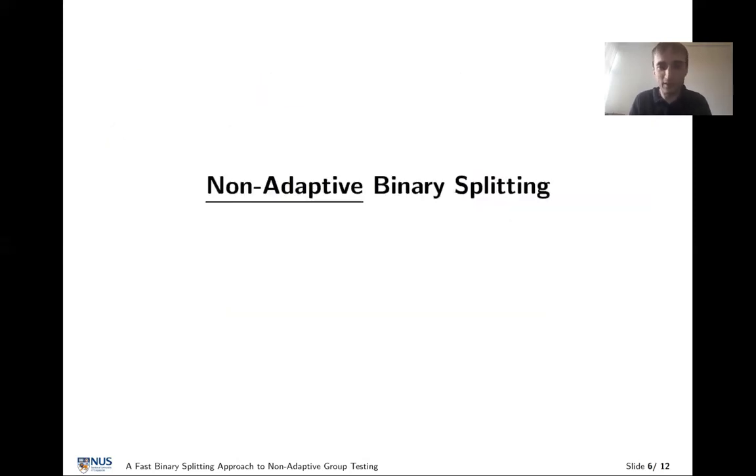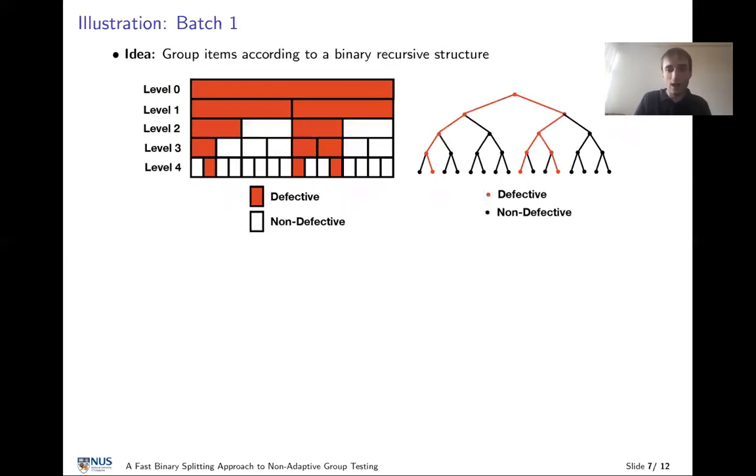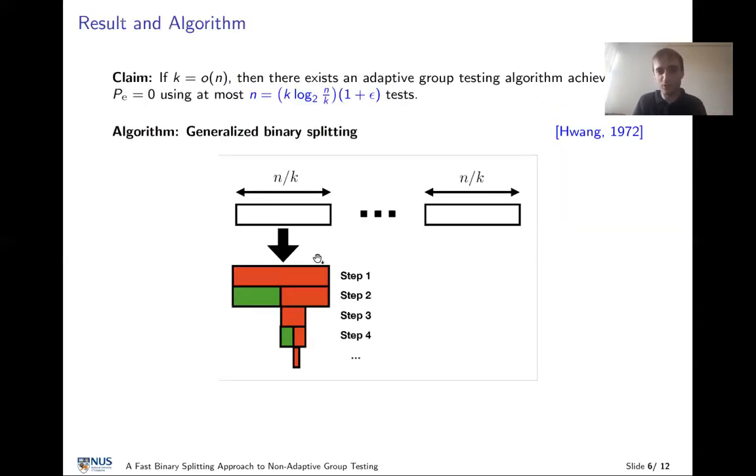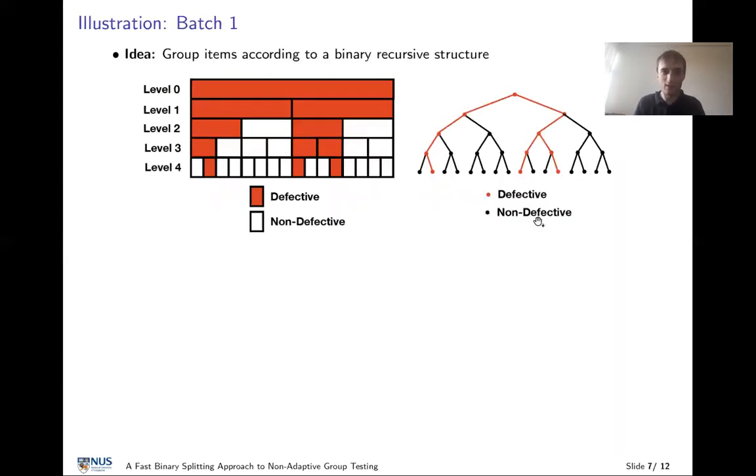Okay, so we basically take this idea and turn it into a non-adaptive algorithm. That sounds a bit tricky because this is really an adaptive procedure. We're looking at the test outcome and we're using that to choose what to test next. So how can we avoid that?